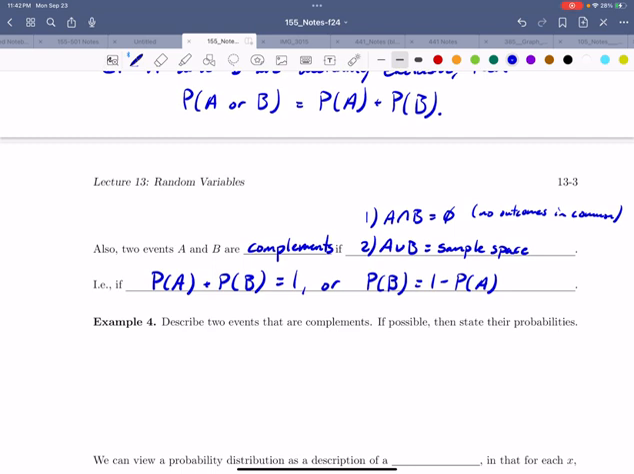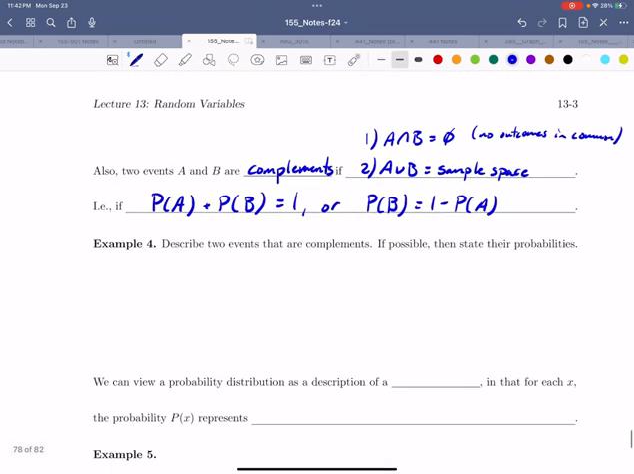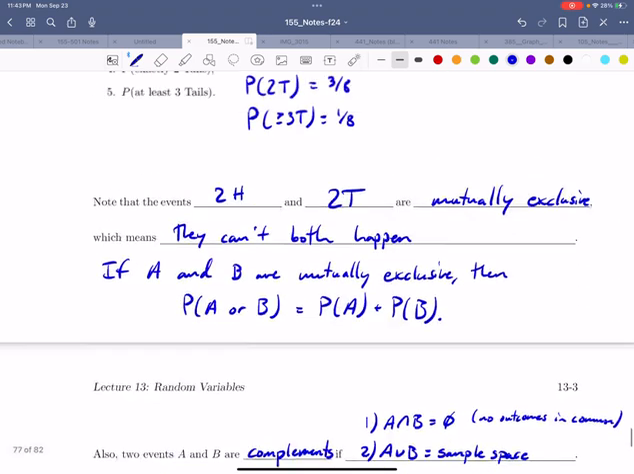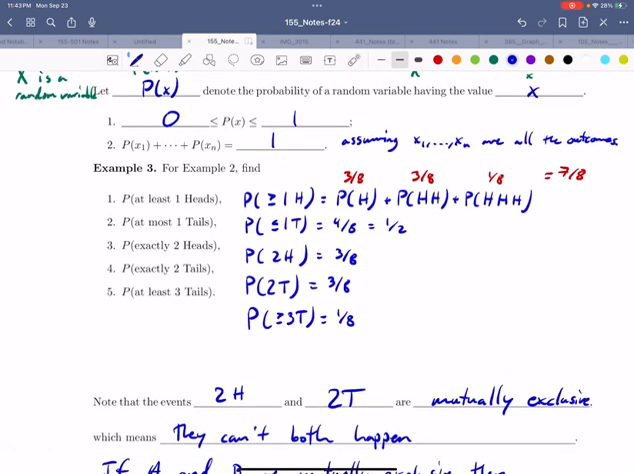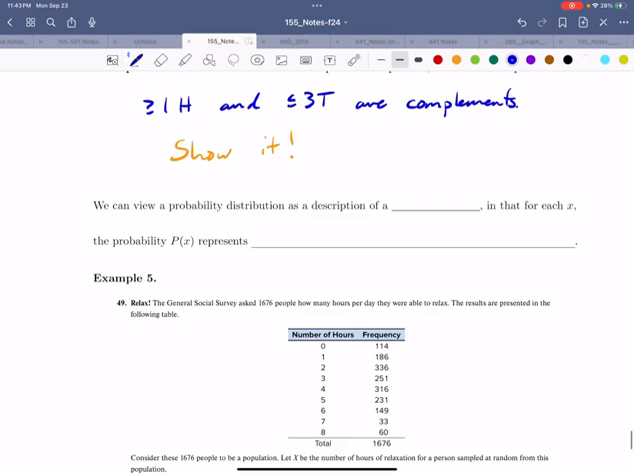So for example, 2 events that are complements, I believe the first and the last are here. Yeah, at least 1 heads and at most 3 tails are complements. Show it. Now, it's not enough just to say that their probabilities sum to 1, which of course they do. You have to show that you get one precisely when you don't get the other. Okay, so I'll leave that to you.